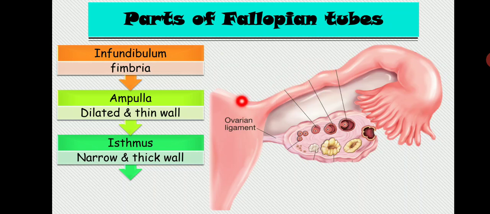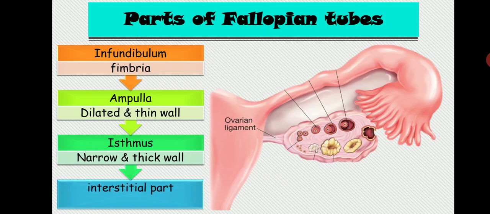And the last portion, which is situated actually inside the uterus, is known as the interstitial part. It enters into the uterus. This is all about the fallopian tube.